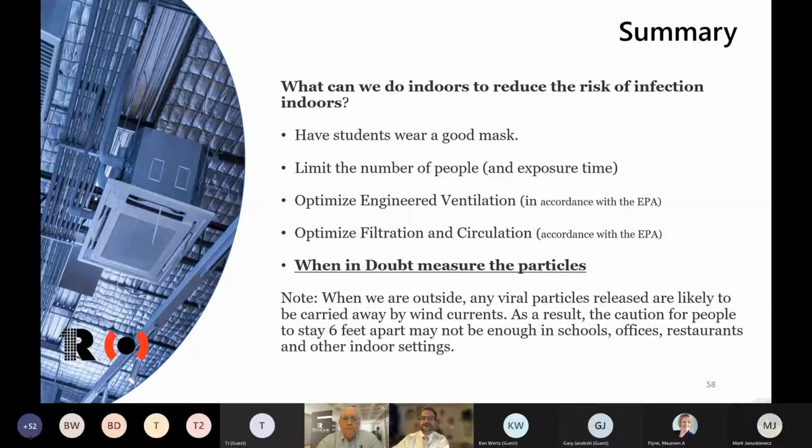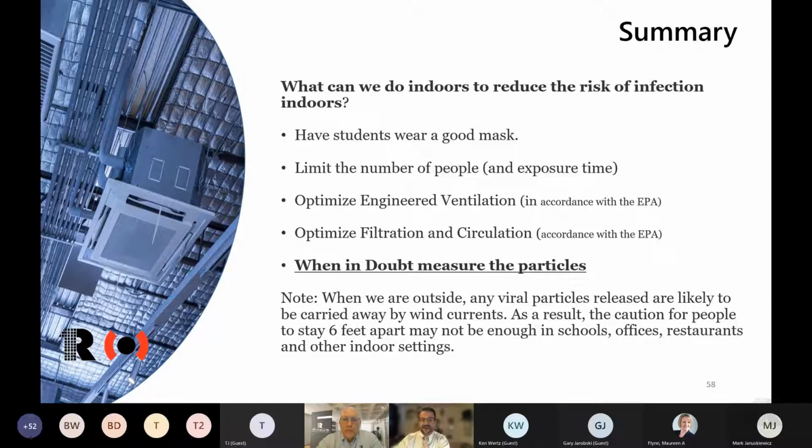So to boil it down, in summary, number one, have the students wear a good mask. Use the MIT tool to look at the differences. If we fundamentally absorb and understand the differences, it gives us more validity when we're promoting these policies. Of course, limit the number of people and the exposure time whenever possible. And then optimize the engineered ventilation, in accordance with the EPA, and optimize the filtration and circulation. These are all strategies to help both reduce the particle load and increase ventilation inside the system.